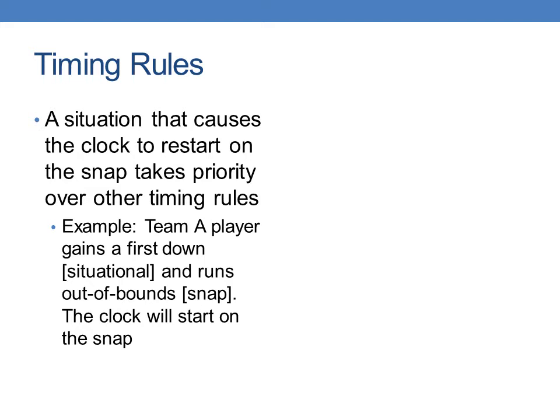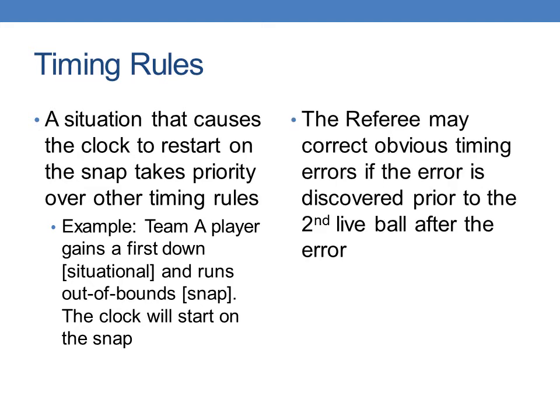That's why, for me, I've called them major and minor. Major means we will defer to it if it occurs, so in that case, the clock would start on the snap. Additionally, note that if there is a timing error at any point in the game, the referee can correct an obvious timing error, provided it's discovered prior to the second live ball following the error.